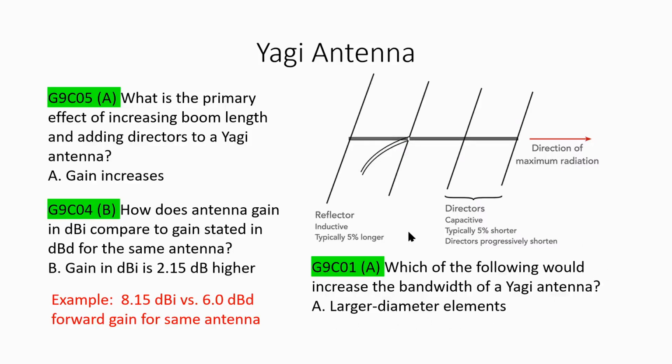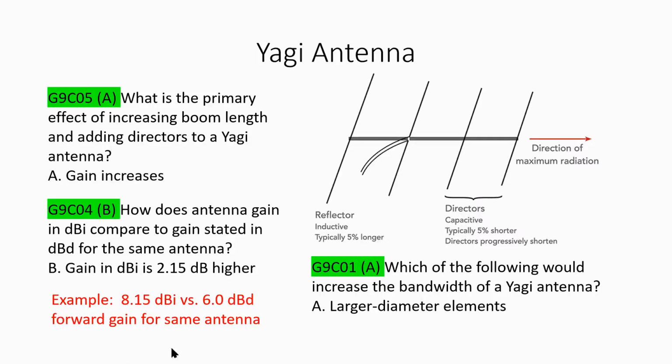If you increase the diameter of the elements, each of these elements, you can actually make the bandwidth of the antenna wider. In other words, the width of the area of the band that you have the lowest SWR, the lowest standing wave ratio, the closest to resonance.